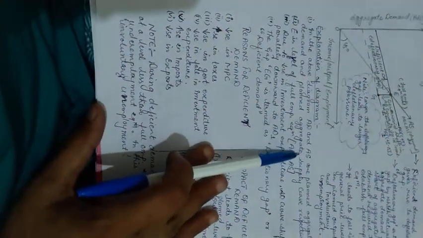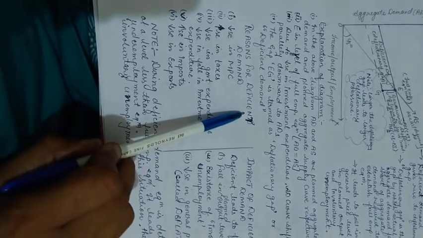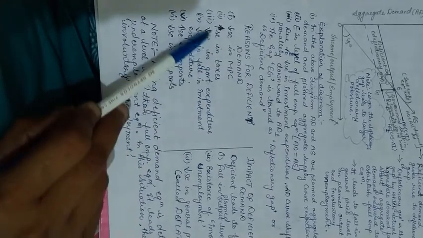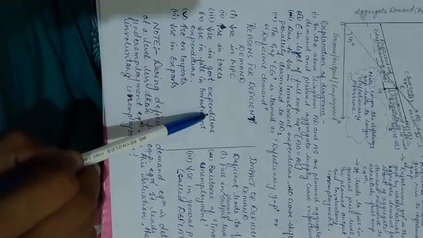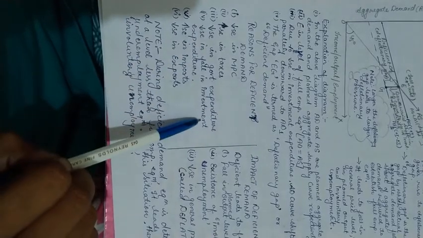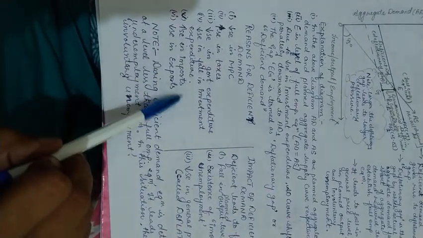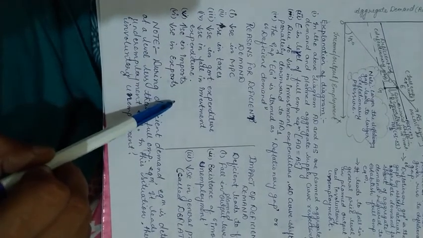Here are some reasons for deficit demand. That is, a decrease in MPC, increase in taxes, decrease in government expenditure, fall in investment, increase in imports, and decrease in exports.